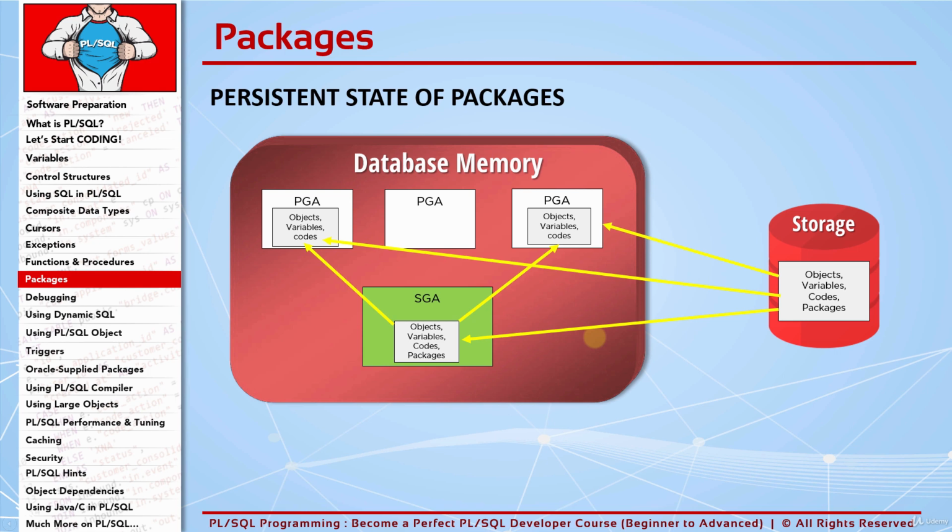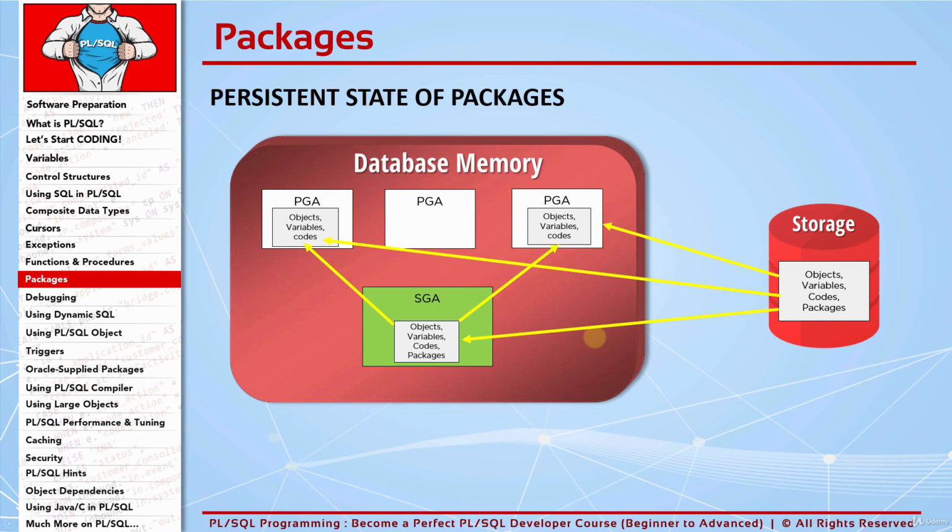We know that we have two types of memory areas in the database. The first one is the Program Global Area or Private Global Area, abbreviated as PGA, or User Global Area, abbreviated as UGA. These names refer to the same memory. They are just different names used by different people. This memory area stores the objects, variables, and code of a single user in a session. So this memory area is private to a user, and no one else can see or touch these objects. Every user has their own PGA.